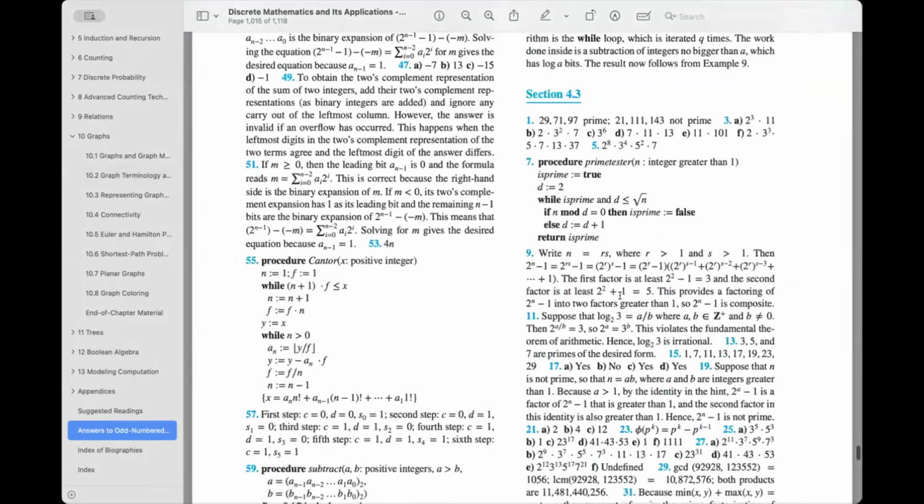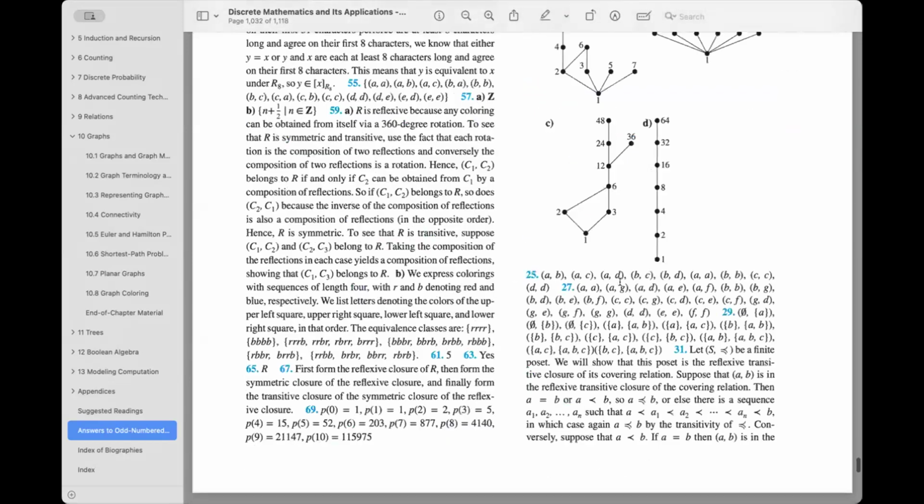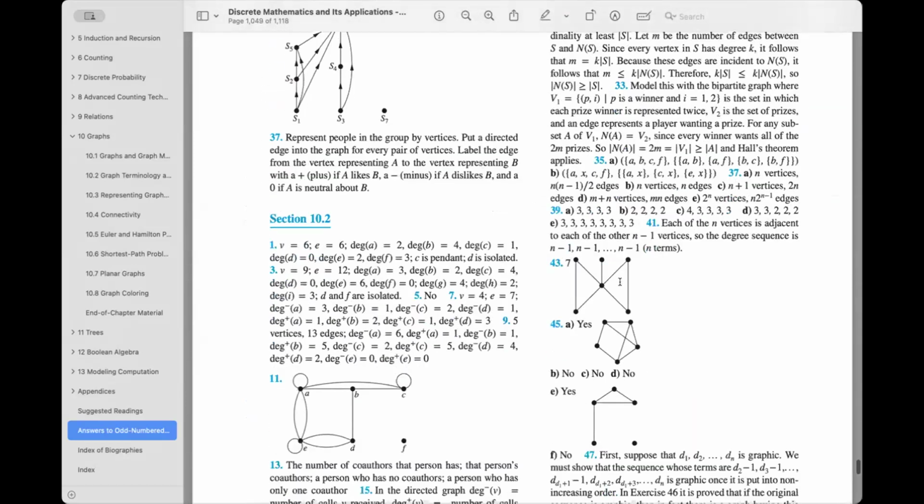Let's see, 10.3, 10.2. What's the question?